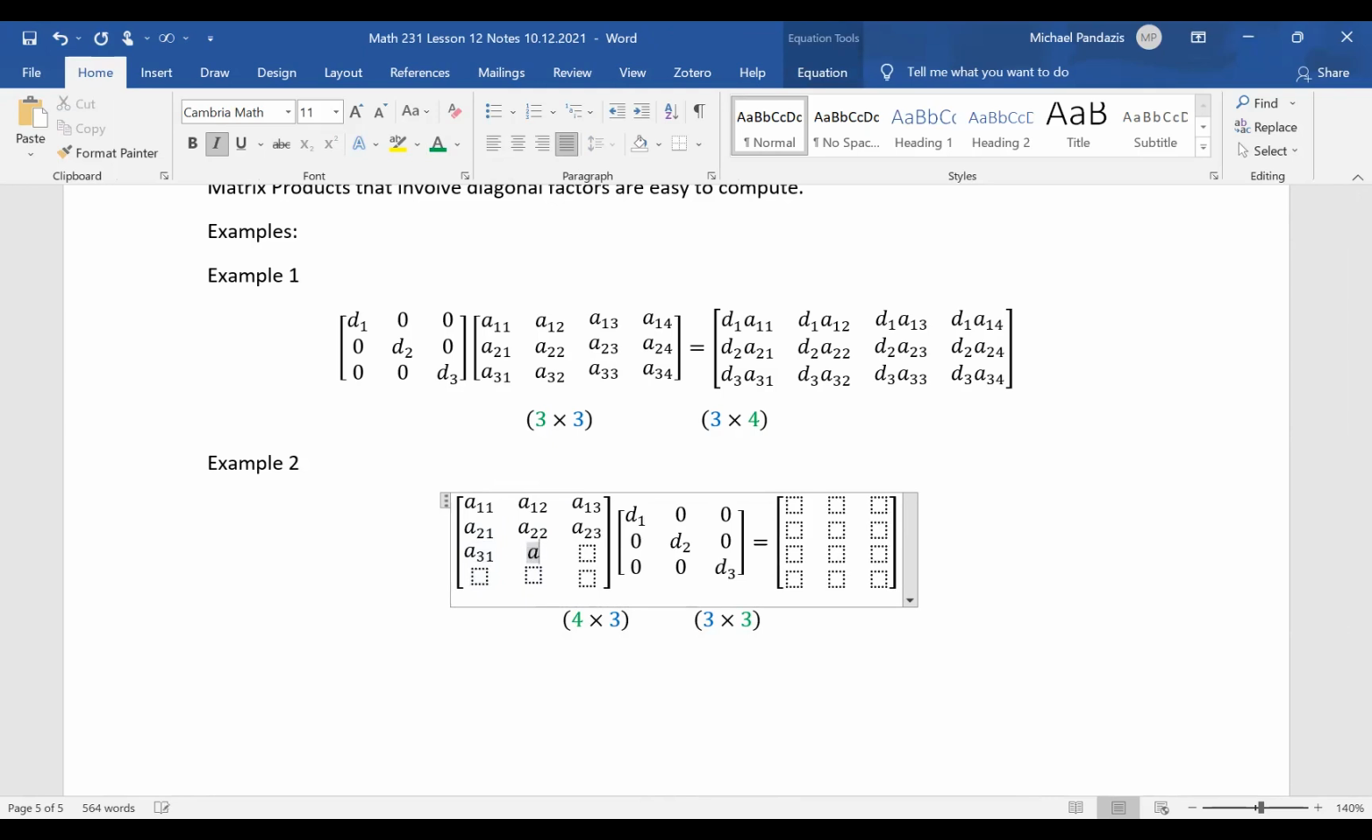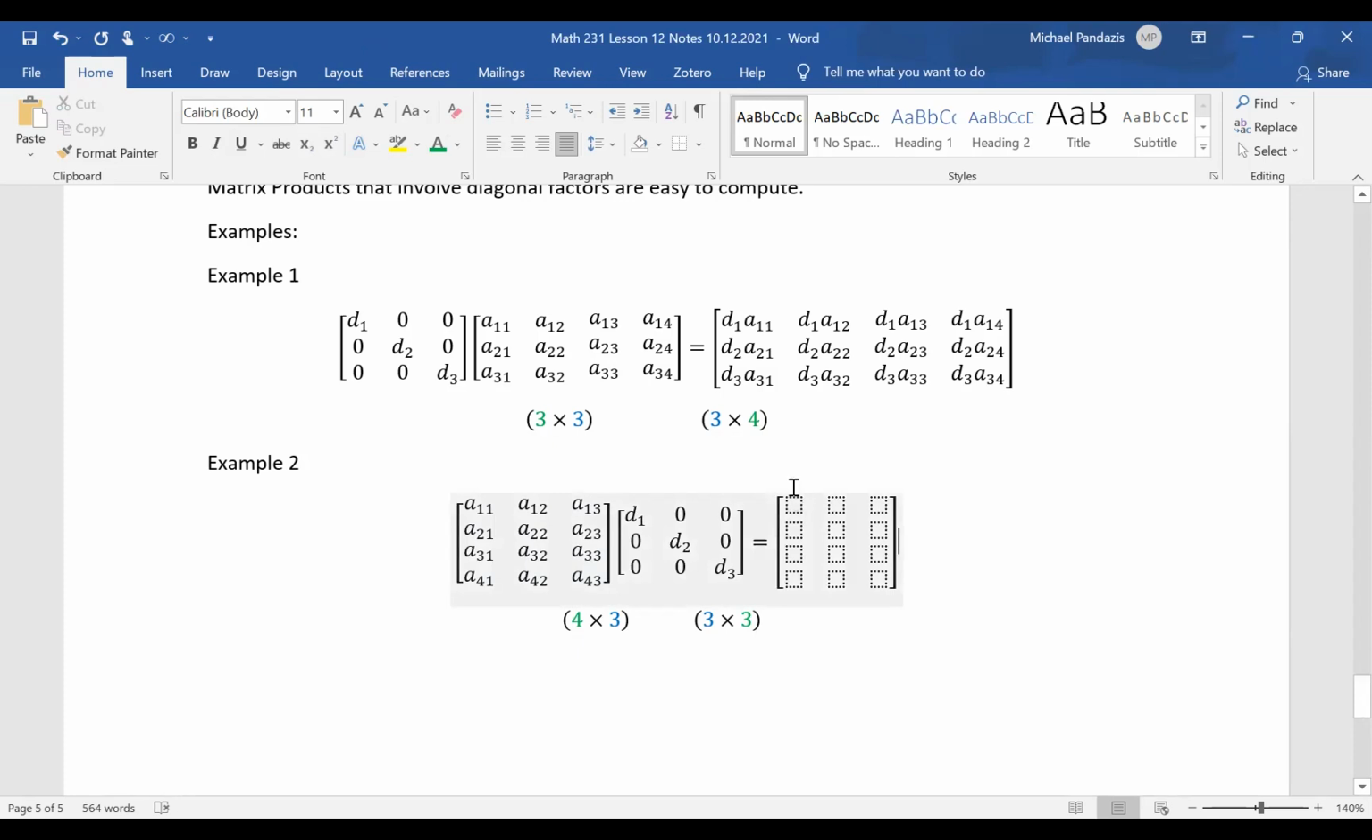A31, A32, A33. This is A41. This is A42. And this is A43. Okay, so this is a general 4x3 matrix, and right multiply it by a diagonal matrix.